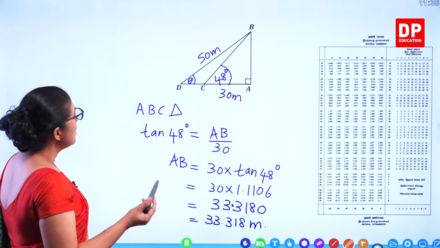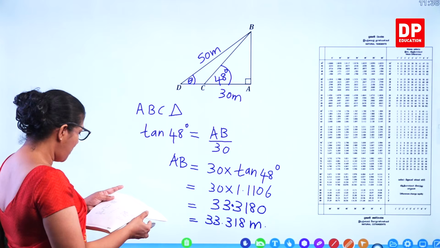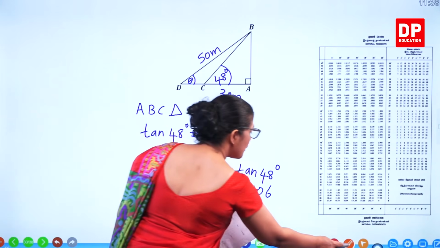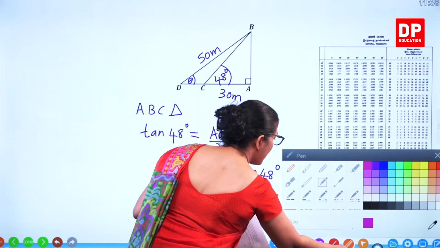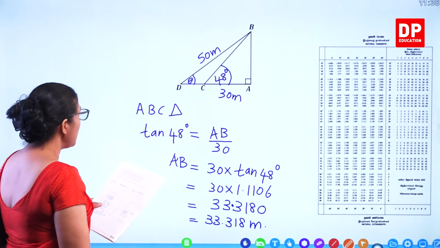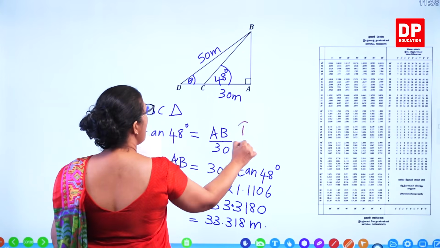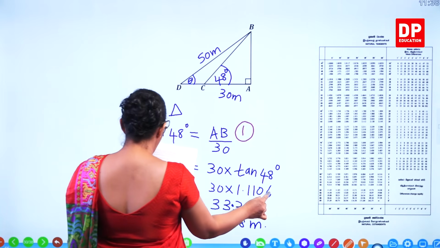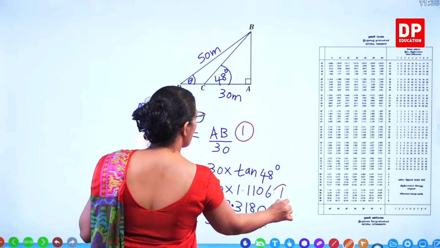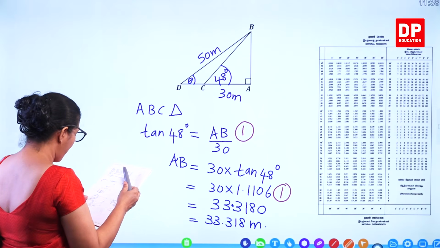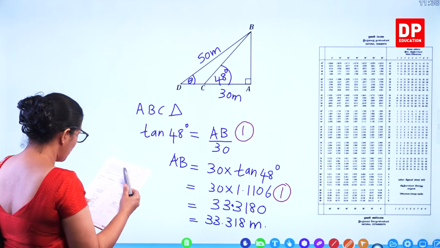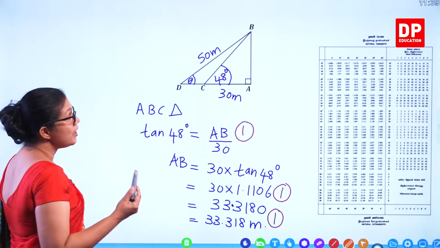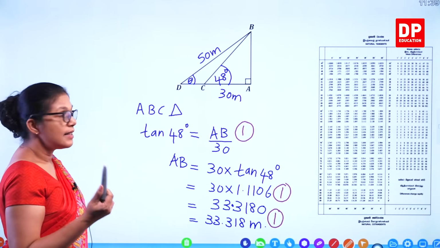So we'll see how many marks for this step. To find out this tan value, tan 48, AB, this is one mark, and getting 1.1106, this is one mark, and AB is 33.318, 1 mark. Now we need to find out the angle theta.